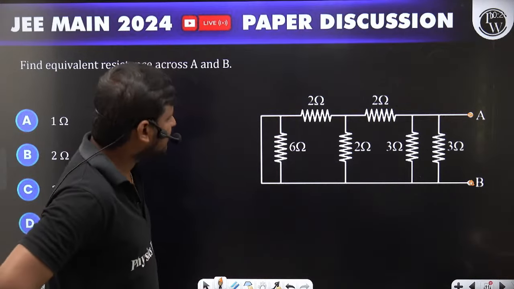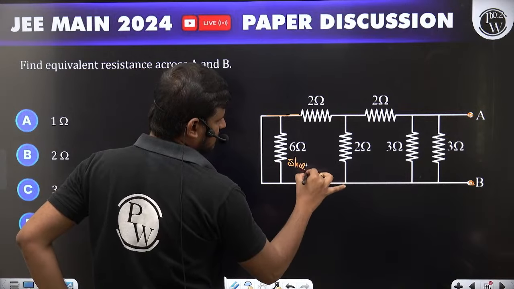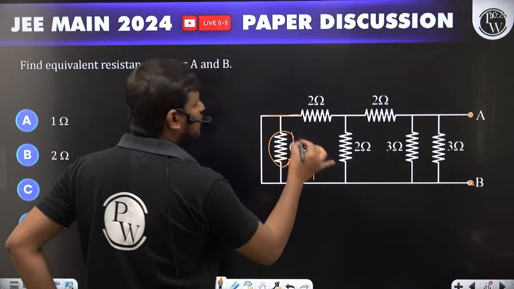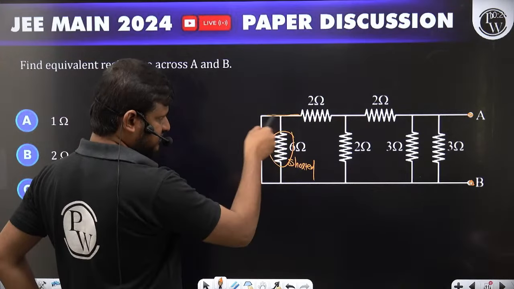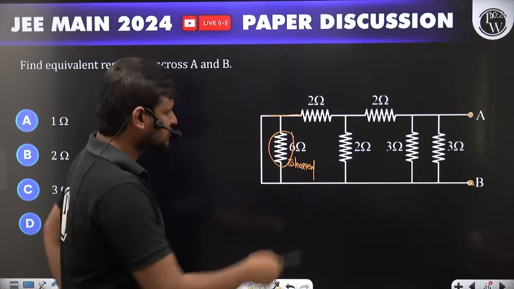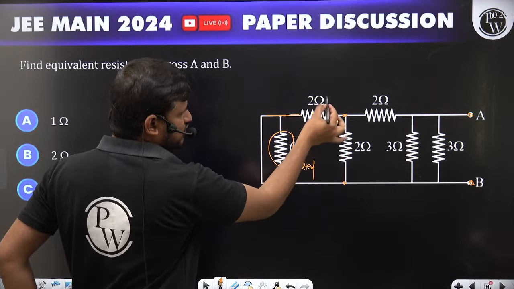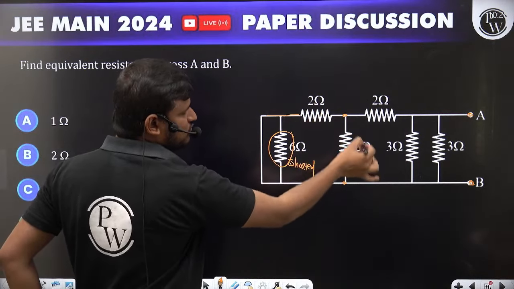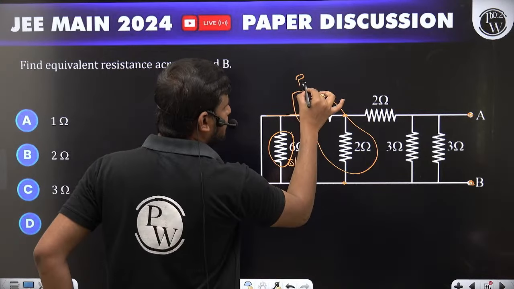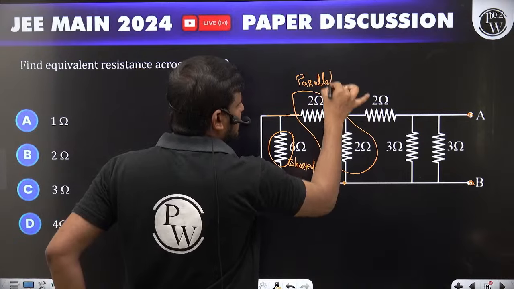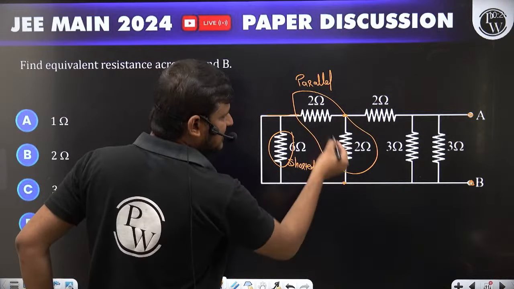So how do I solve from here? This is shorted. This resistance has no use in this circuit because it is shorted, right? See here, it is shorted. This is called short circuiting. So this 2 ohm resistor and this 2 ohm resistor will both be in parallel. The 2 and 2 in parallel give a resultant of 1 ohm.